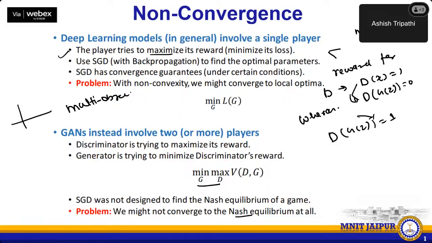Majority of the time, deep learning problems are single objective problems where we use stochastic gradient descent, SGD, which generally tries to find the global optima and it succeeds. Whereas in the case of the GAN model, this is a multi-objective problem. We have two objectives which are competing with each other. It is very difficult to get the optimum value, which is global in nature.